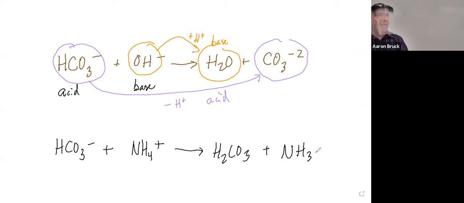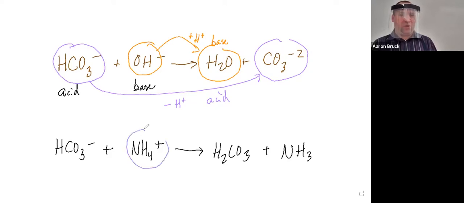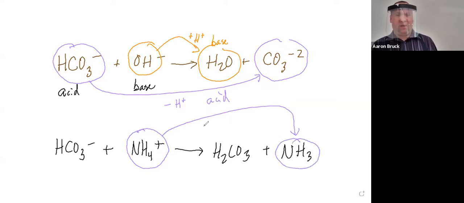Right. In this last example, we have now the bicarbonate ion reacting with ammonium ion to make carbonic acid and ammonia. We're going to do the same process. I look at the ammonium, it turned into ammonia, it lost the hydrogen along the way. That means it's an acid.